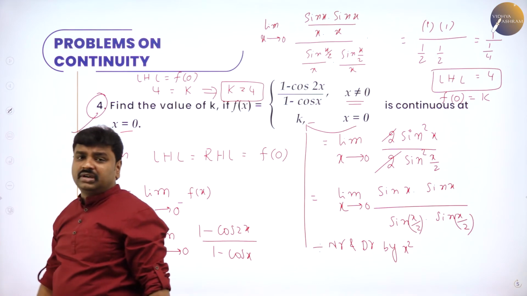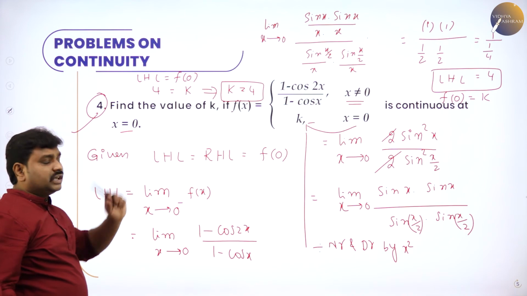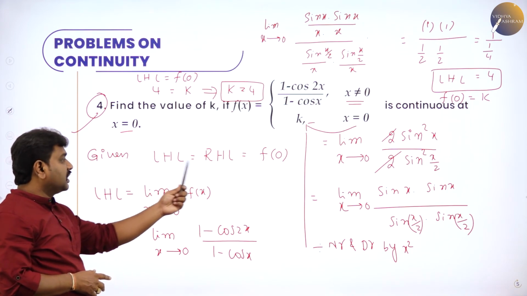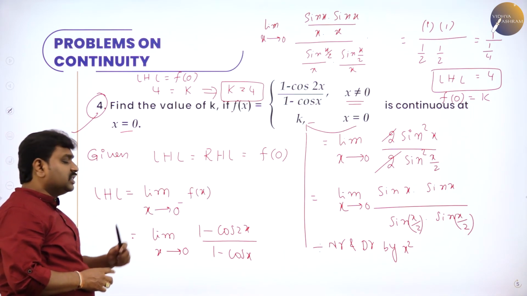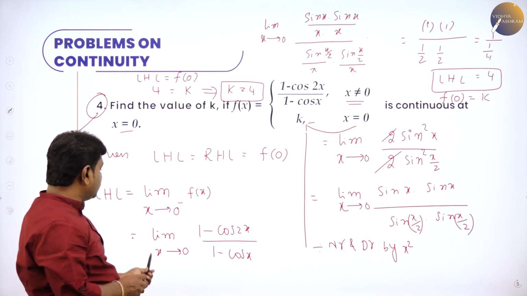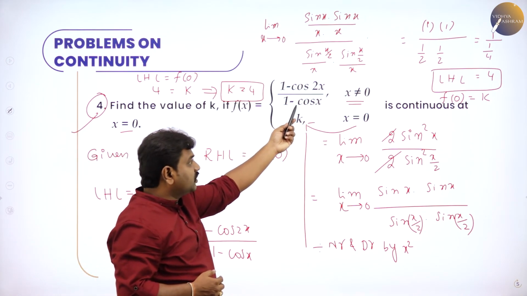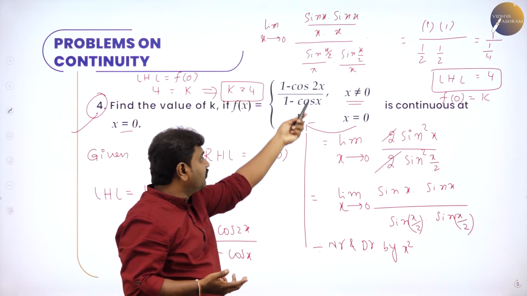This is also repeated, so let me repeat this question. First they told us it is continuous. Continuous means LHL, RHL, and f of 0 are the same. So find LHL. What is LHL? Limit x tends to 0 minus f of x. What is meant by 0 minus? It is the same as 0. Choose the function when x is less than 0. X is not equal to 0 means for less than or greater than, it is the same function.